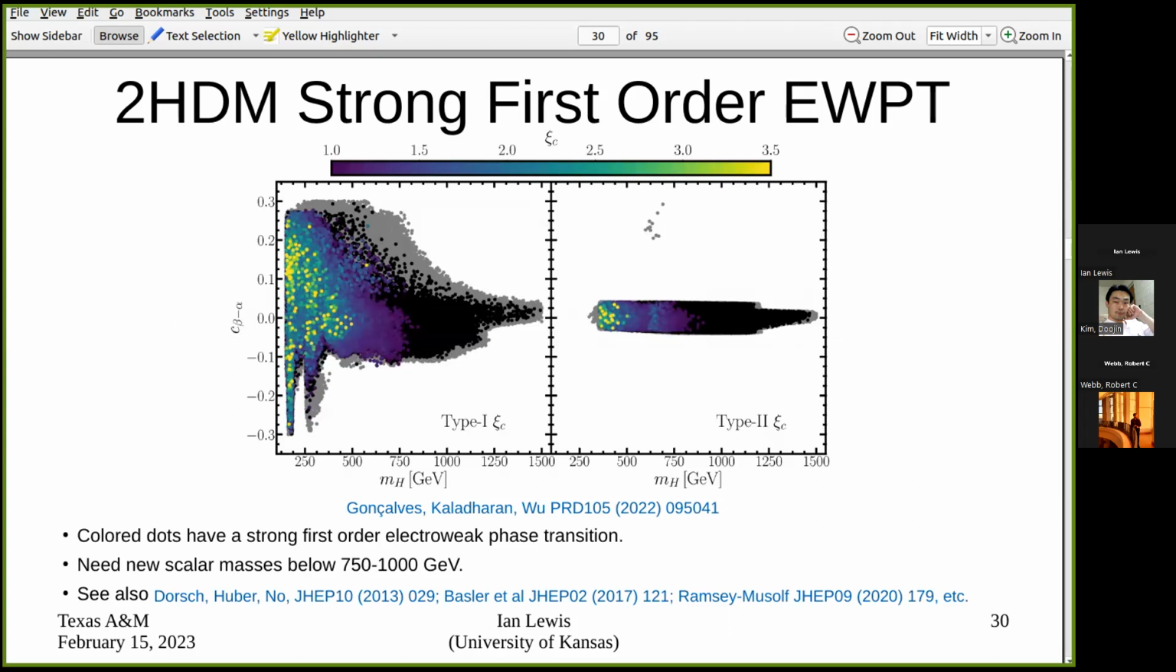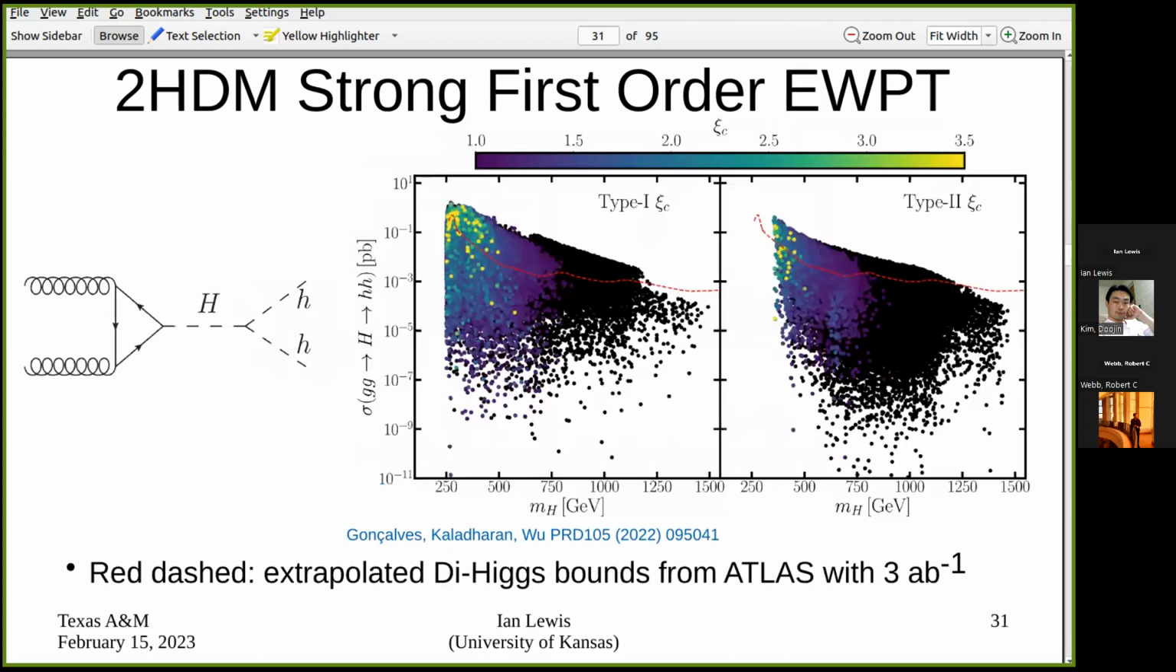But the point is, the masses really do have to be below 750 GeV. So again, you can produce these things and search for these things at the LHC. And these guys did a pretty comprehensive scan of that. So this is looking at Higgs resonance production again. The colored dots are where I get my electroweak phase transition, so I can have a hope of getting electroweak baryogenesis. The red lines are from HL-LHC searches for resonant Higgs, and you can map out a lot of this region.